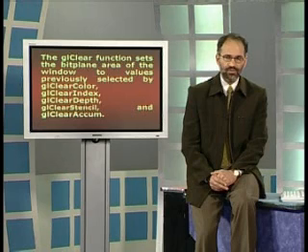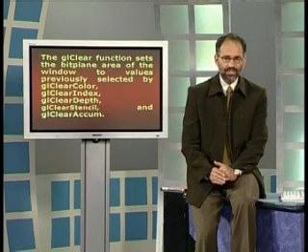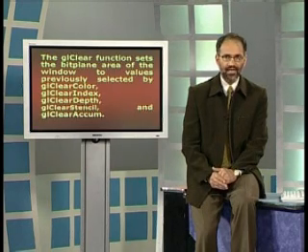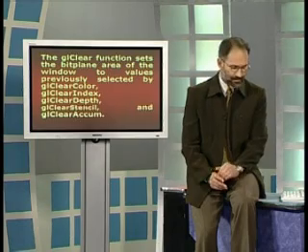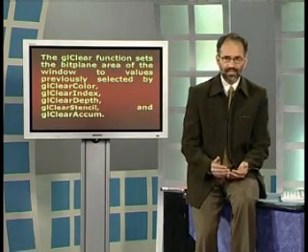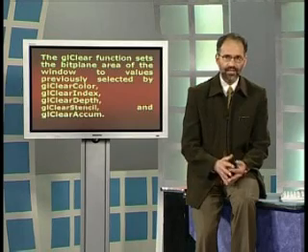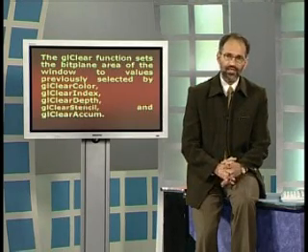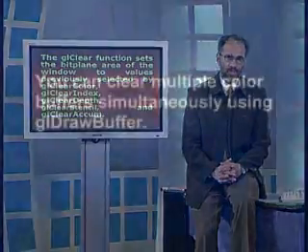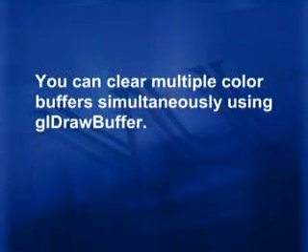Similarly, stencil would use glClearStencil, and accumulator would use glClearAccum. So these values have to be specified prior to making a call to glClear. If we don't do that, then whatever values are there in glClearColor, glClearIndex, glClearDepth, stencil, or accumulator would be used to clear the corresponding buffers. You can clear multiple color buffers simultaneously using glDrawBuffer. glDrawBuffer is a function which can be made use of to clear multiple color buffers at the same time using the glClearColor value.